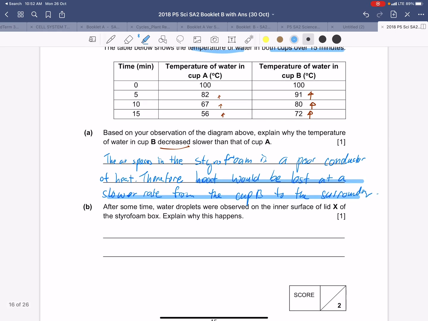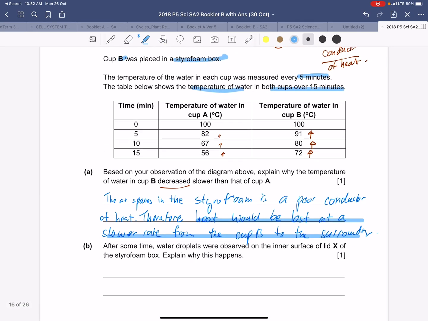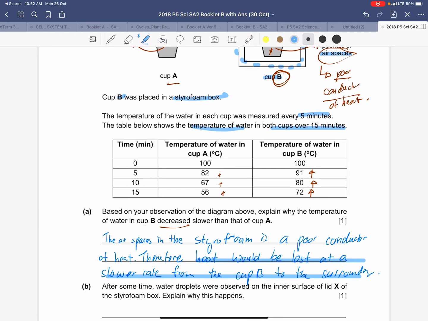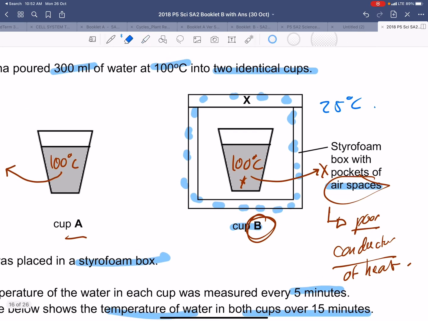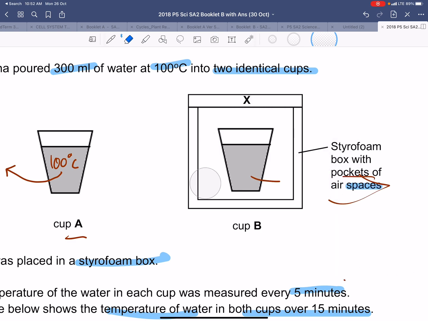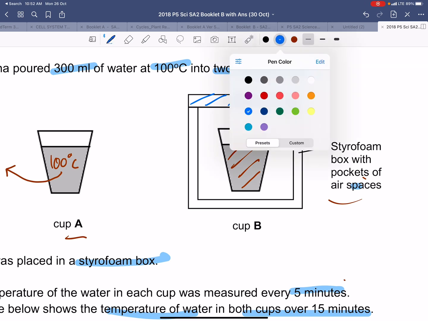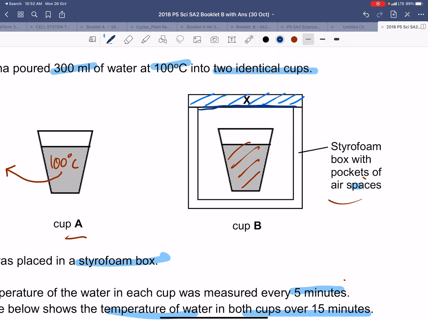B. After some time, water droplets were observed on the inner surface of the lid X of styrofoam. Okay? Explain why this happens. So I'm just going to erase all this so that I can better explain this. Now, obviously, you know that your X is here. X is quite far away from the hot water over here. So we can assume that the temperature over here at the top of it is actually cooler. Okay, it has a lower temperature as compared to over here.